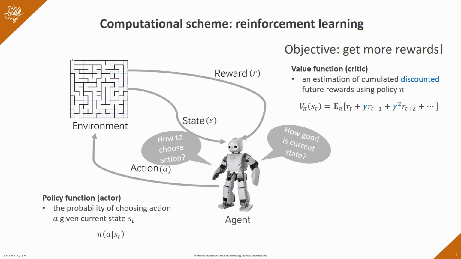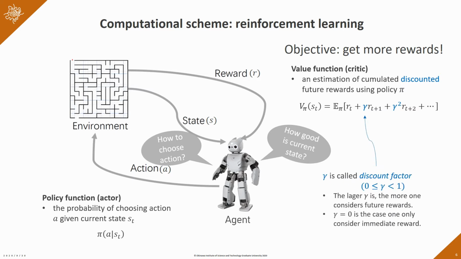Also, it is important to estimate how good a current state is. So we use a value function, also called a critic, which estimates the cumulated discounted future rewards using policy pi. So V pi st is the expectation under policy pi of the current reward plus gamma times the reward from the next time step plus gamma square times the reward from the time step after that. Here gamma is called the discount factor, which is a value between 0 and 1, and it controls how far the agent will consider future rewards.